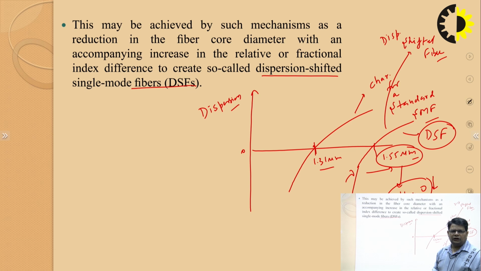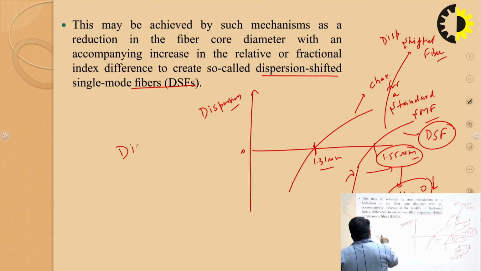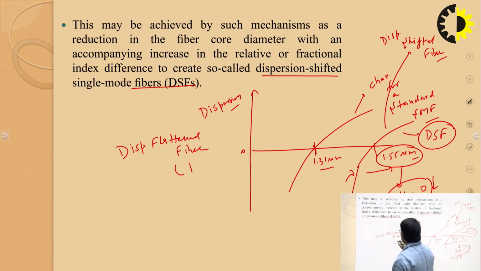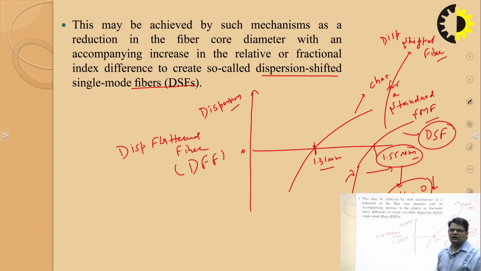Okay, another type of dispersion modified single mode fiber is known as the dispersion flattened fiber, that is DFF. As is clear from the name, for this type of fiber we will get a flat dispersion response in a particular given range of wavelengths. For example, this dispersion characteristics can be shifted like this.